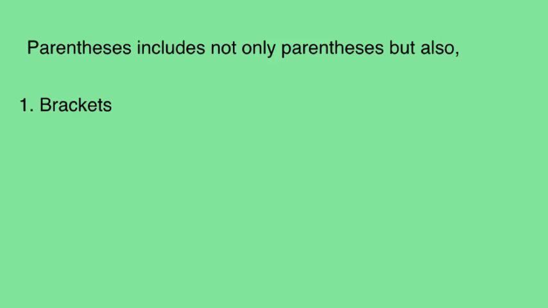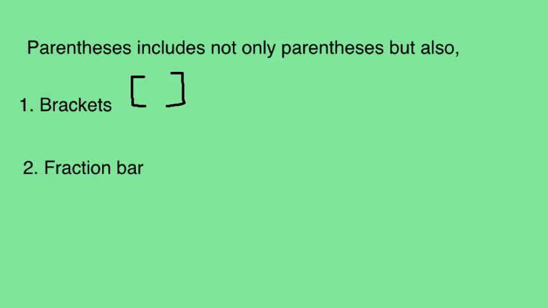The first grouping symbol that we'll discuss other than parentheses are brackets. Brackets are like parentheses, only they're squared off. And a lot of times you will see brackets where we have parentheses inside the brackets. So you're solving parentheses, then you might solve inside the brackets. It's just another type of grouping symbol.